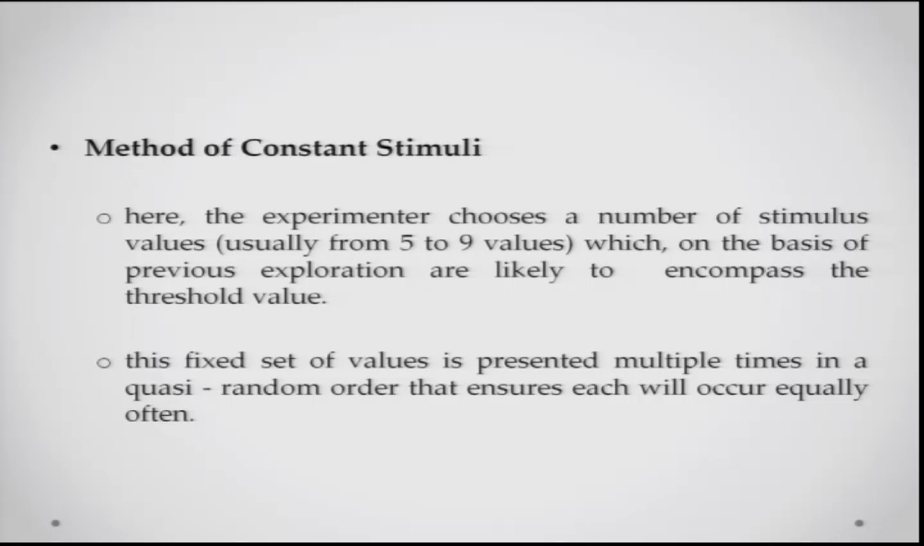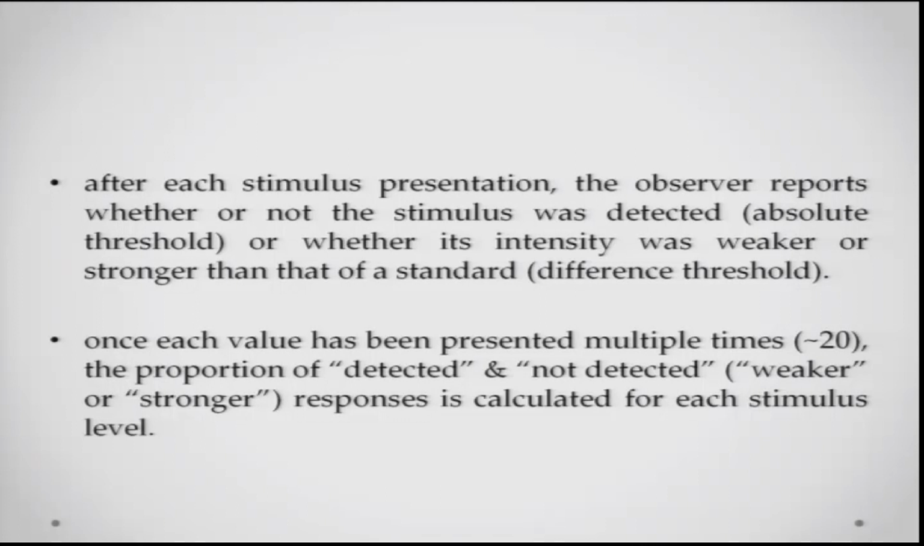I'll probably have 11, 12, 13, 14. I'll have 9, 8, 7, 6, 5. I'll present this fixed set of values multiple times and in a quasi-random order, and I will see when you can detect or cannot detect this. After each stimulus presentation, as an observer, I ask you to report whether or not you detected the stimulus, or whether its intensity, in case of difference threshold, was weaker or higher than a particular standard amount.